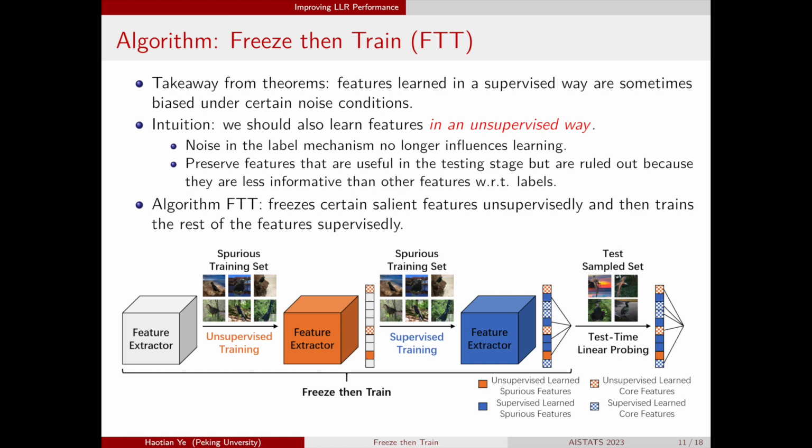And second, this will help us preserve features that are useful in the testing stage but are actually ruled out because they are less informative than other features during the training stage. So to this end, we propose the following algorithm called freeze-then-train, abbreviated as FTT. Specifically, we first freeze certain salient features unsupervisedly, which means that we learn a fraction of features in an unsupervised way using whatever kind of unsupervised method, like self-supervised learning. And then we train the rest of the features using a standard supervised learning technique such as ERM. It should be noted that this unsupervised algorithm and supervised algorithm can be replaced by any other similar algorithms. So our FTT algorithm is actually very open and extendable.